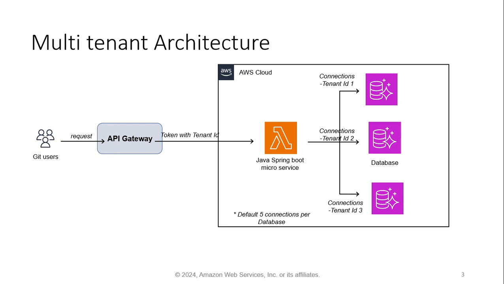Let me talk about the challenge over here, right? In this diagram, we are showing three databases. Assume that each of the databases has 5 default connections, right? So in this example, 15 connections are already associated with this single Spring Boot microservice itself.